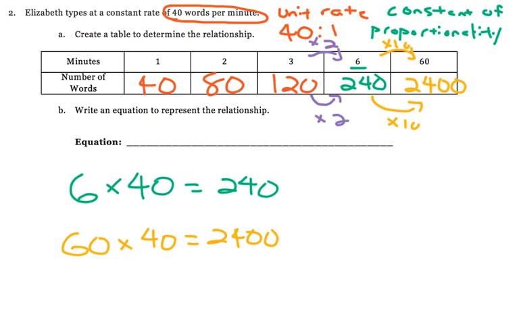You can take the number of minutes, multiply it by 40, and it will always give you the number of words. Just showing you how this works everywhere in the table. So that means that it's going to be 40 times the number of minutes is equal to the number of words.